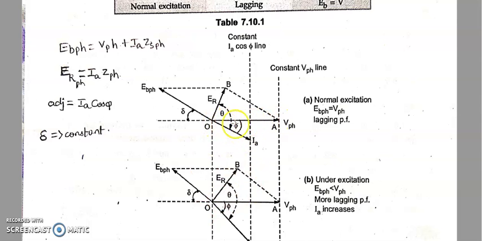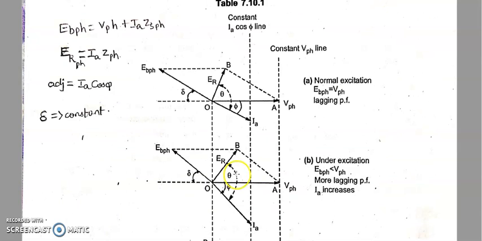Remember one thing before getting into this. V phase is always constant no matter how much I excite or de-excite. And EB phase will change. The length of EB phase will change, and delta is constant. Remember, delta is constant. Why? Because load is constant, and this phi will change. Phi is variable. Whereas theta will be approximately equal to 90 degree, no matter which diagram I study. Approximately, I don't say exactly.